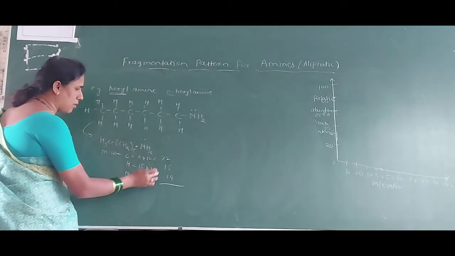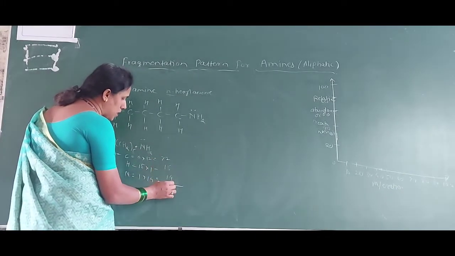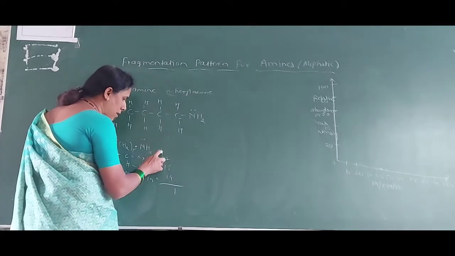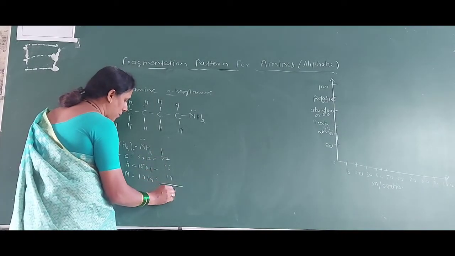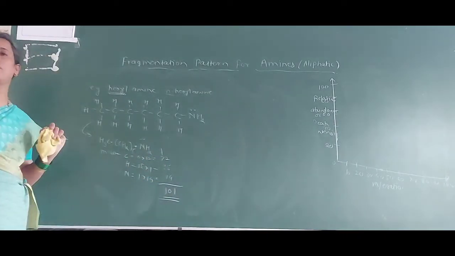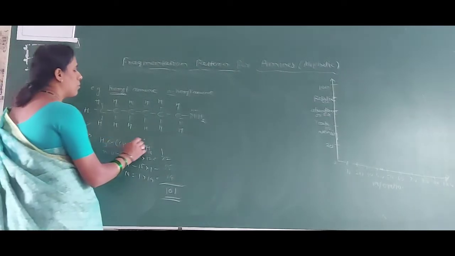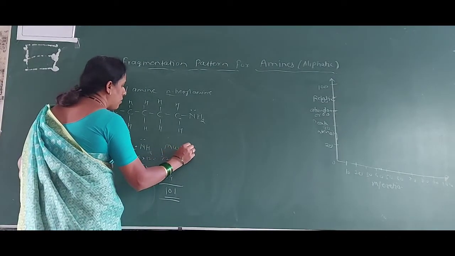And then, what is the total here? 72 plus 15 plus 14. That is, what is the molecular weight of this compound? The molecular weight of the compound is equal to 101.